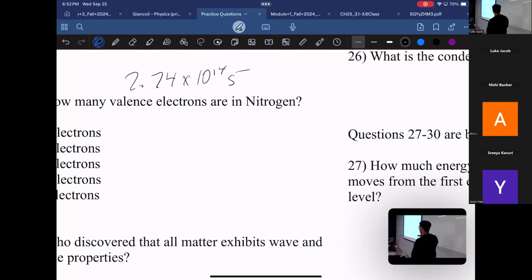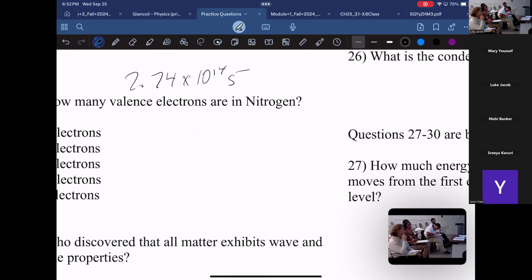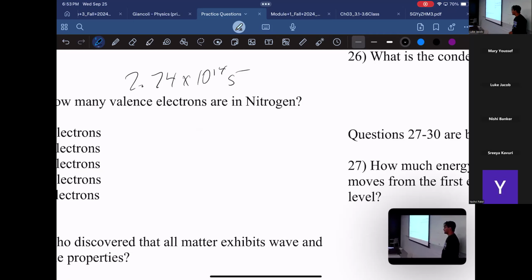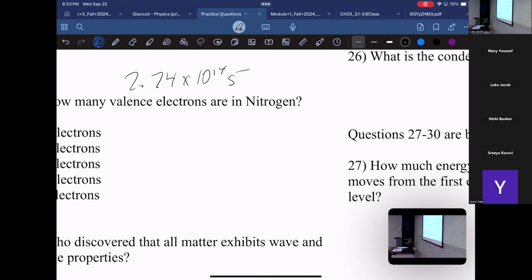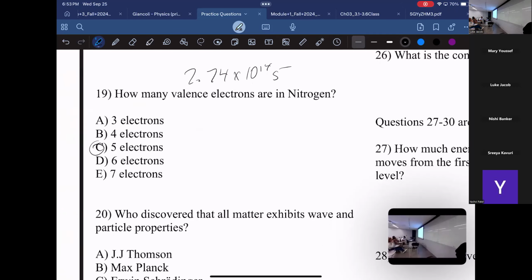If you look at nitrogen, it's like hydrogen, helium, and then it's 5 elements, so that means there are 5 electrons. The answer is 5 electrons. Does everyone understand that? Everyone good with that? Okay, moving on.